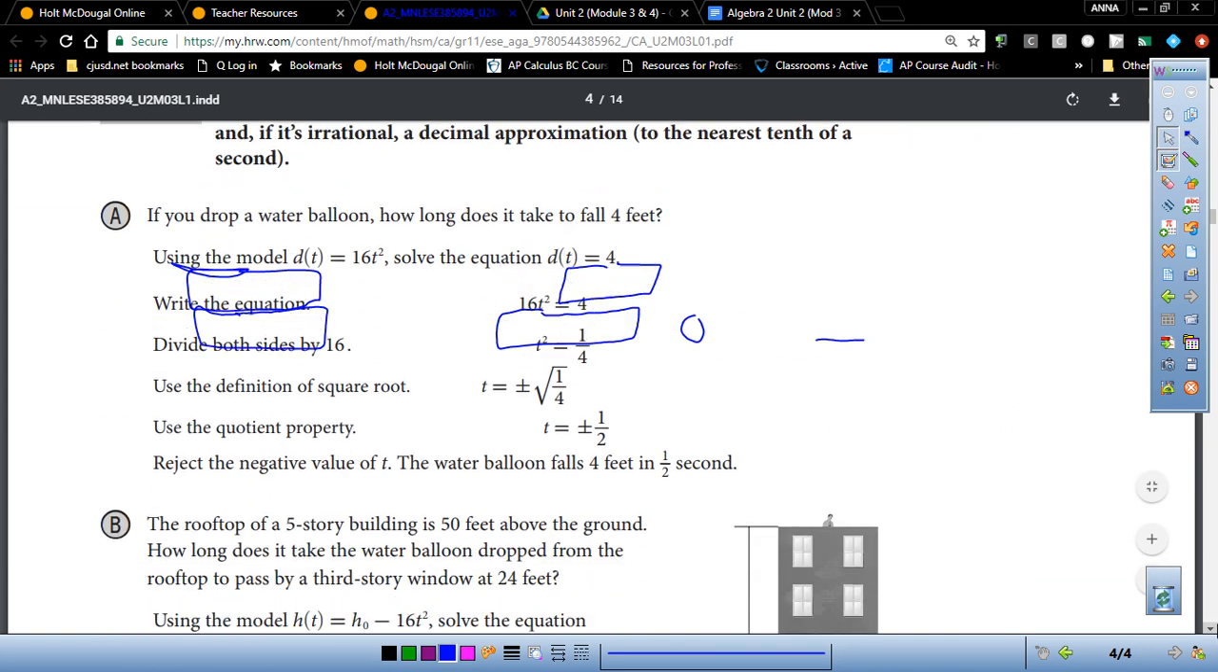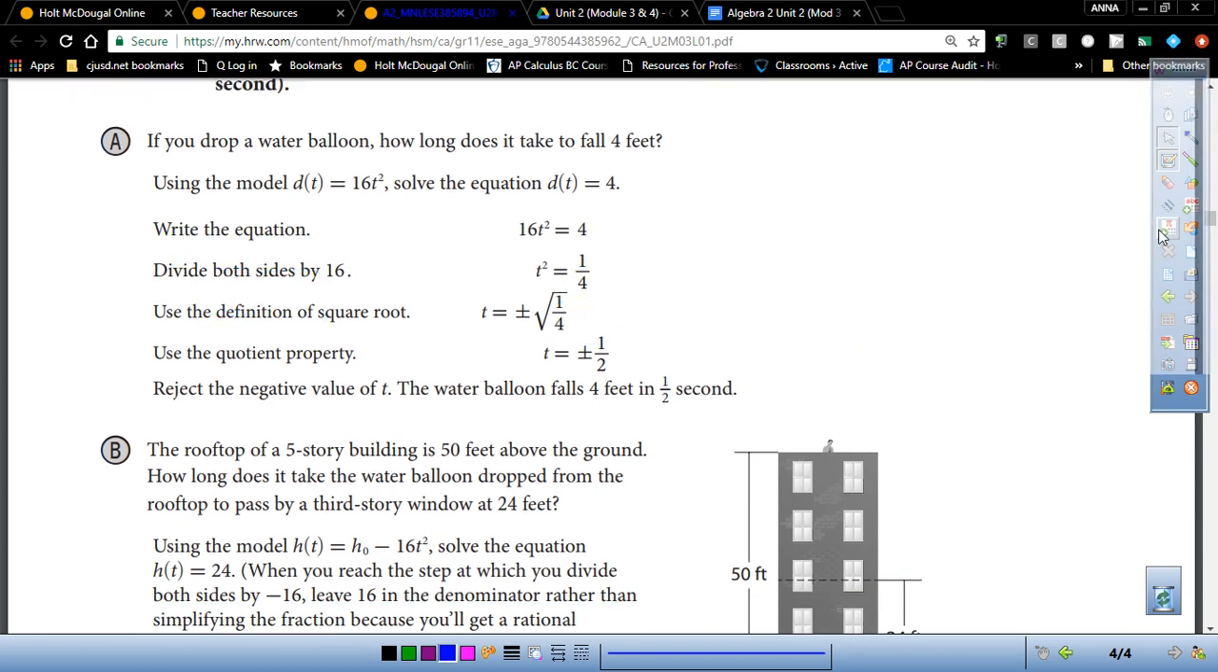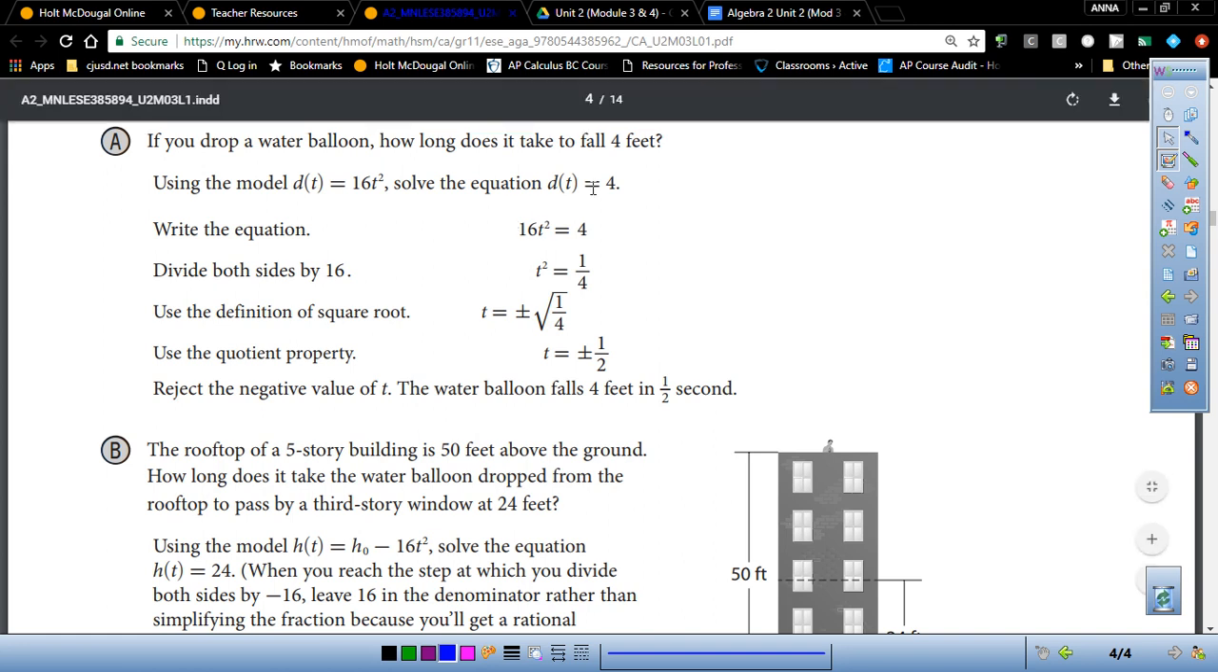So we're going to walk through A quickly and then do B together. If we're dropping a water balloon, we want to see how long it takes it to fall 4 feet. We take our formula of 16t squared and set it equal to 4. You try to isolate the t squared, so we divide by 16 to get 1 over 4. You take the square root, and the square root of 1 is 1, the square root of 4 is 2.